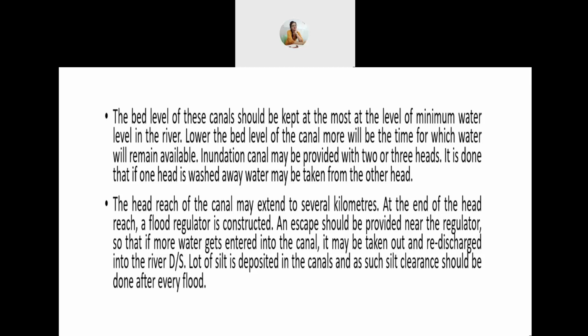Number 4. The head ridge of the canal may be extended to several kilometers. At the end of the head ridge, a flood regulator is constructed. An escape should be provided near the regulator so that if more water enters the canal, it may be taken out and redischarged into the river downstream. A lot of silt is deposited in the canals and as such, silt clearance should be done after every flood.